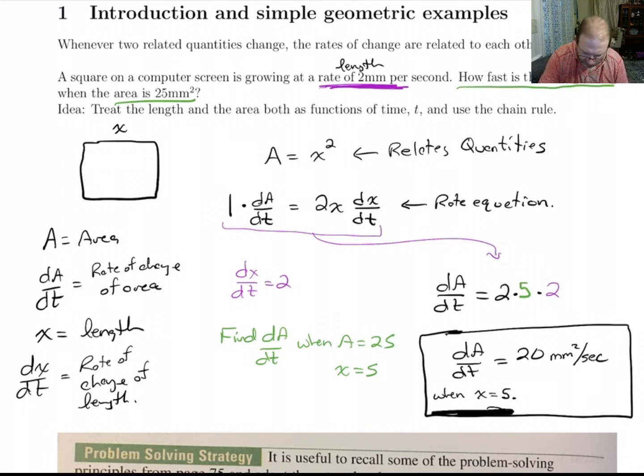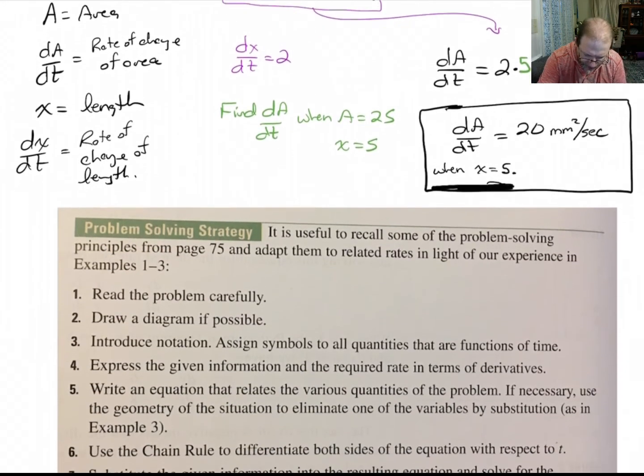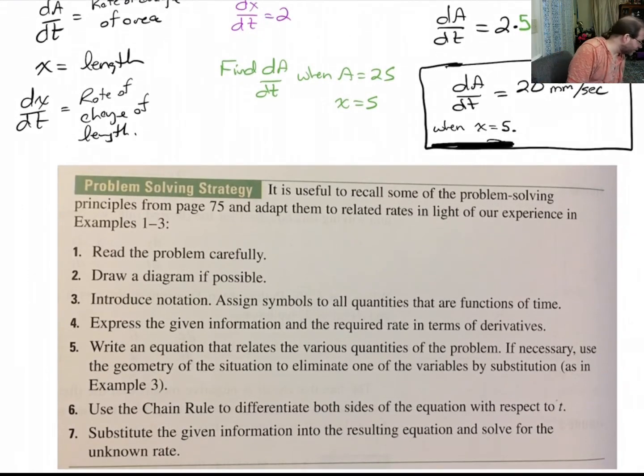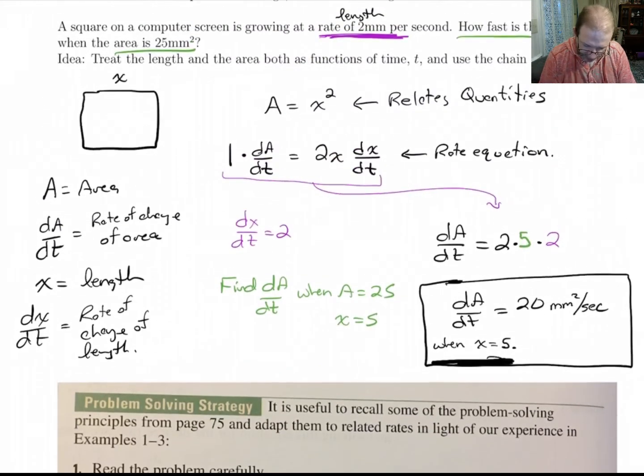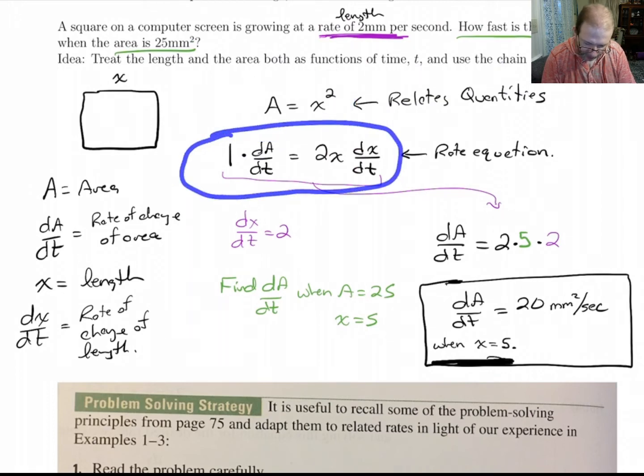So let's look at this problem-solving strategy. This came out of the textbook, somewhere in section 3.9. Let's look at what it says. Read the problem. Draw a diagram. That's going to be useful in most of these. Introduce notation. We did that here by putting in the x and the A. Express the given information and the required rate in terms of derivatives. That involved two things: coming up with the relation among the quantities, and then taking the derivative.